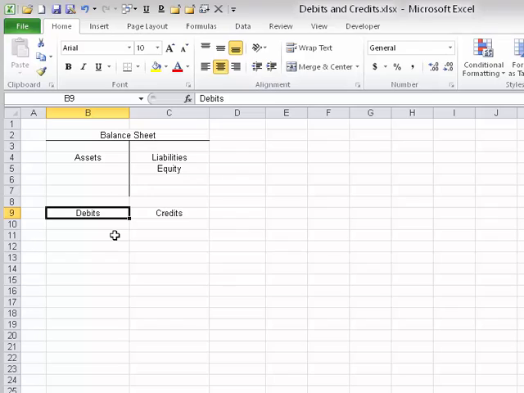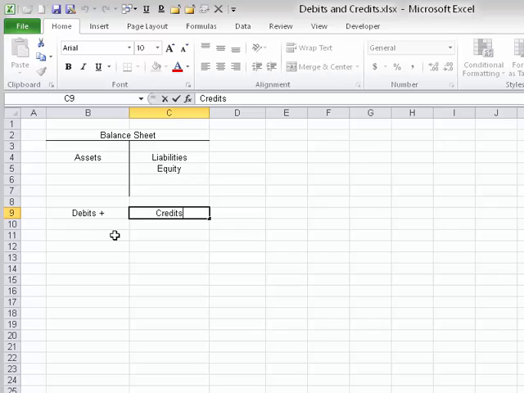Now, if we're on the left side of the equation, and here's our equation, assets equals liabilities plus equity. That's the accounting equation, and it very much mirrors what the balance sheet looks like. Well, we know if we're on the left side, debits will give us an increase. So I'm going to put a little plus sign here. If we're on the right side and we increase liabilities or equity, we'll use the plus sign as well.